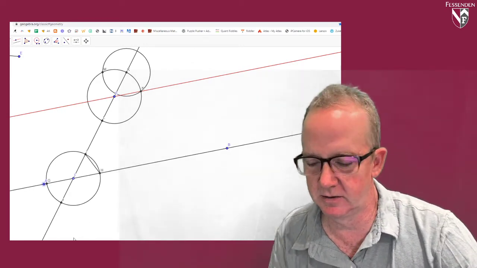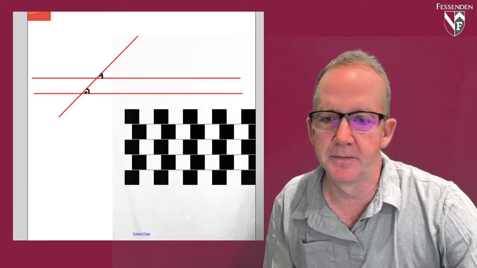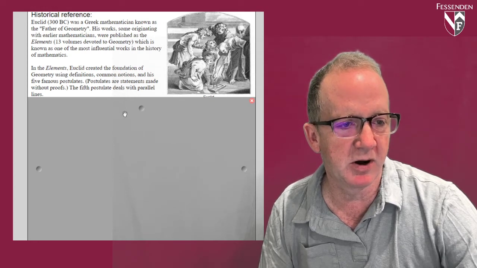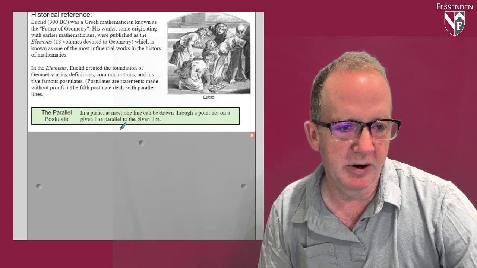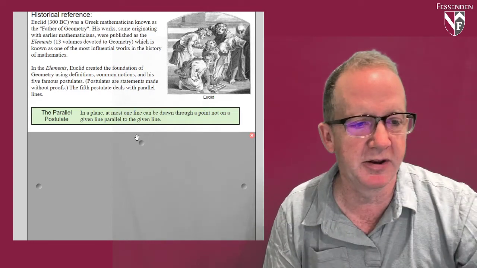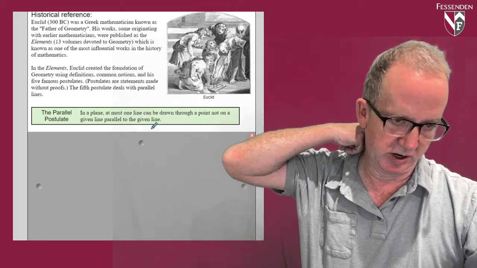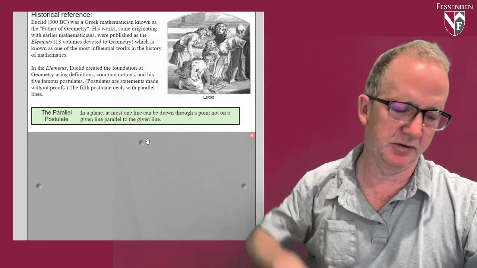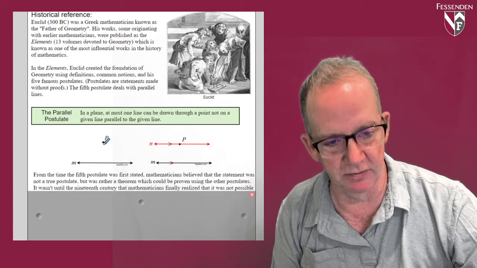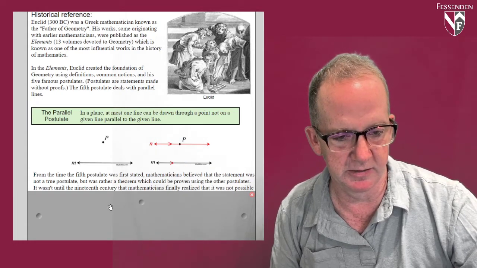Let's move ahead and talk a little bit more now about, well, here's a little bit about Euclid, father of geometry, and the fifth postulate and the parallel postulate. In a plane, at most, one line can be drawn through a point not on a given line parallel to the given line. Wow. But I think of it as when you have a point and a line, there's only one line that can be drawn that's parallel to that line.